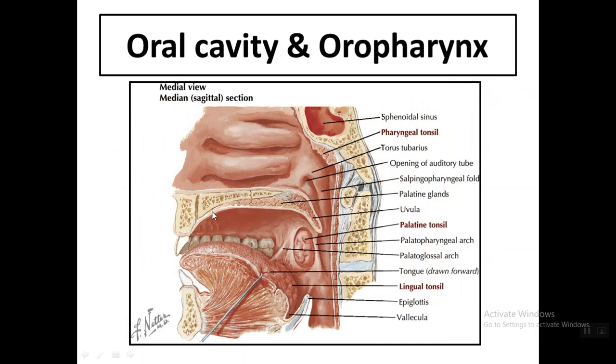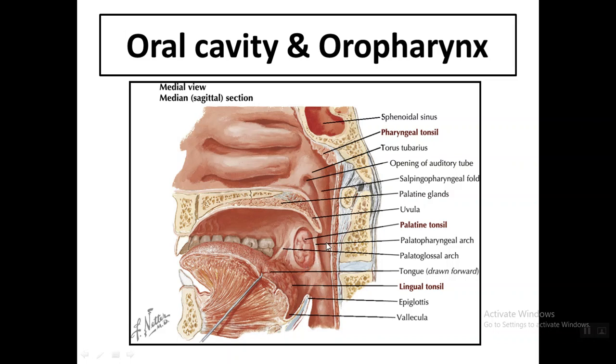The oral cavity, this is the oral cavity proper, and this is the vestibule. The oral cavity proper has a roof and a floor. The roof consists of the hard palate and the soft palate, and the soft palate is attached to the posterior border of the hard palate. The posterior end of the soft palate shows a midline cone-shaped projection called the uvula. The floor of the oral cavity is formed by the anterior two-thirds of the tongue.